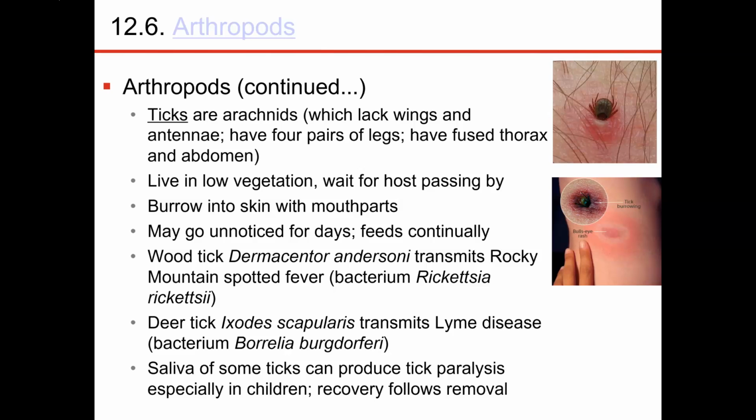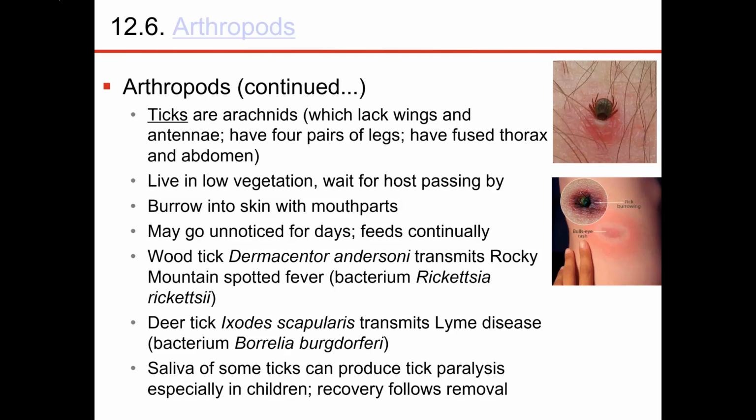They live in low vegetation and they wait for animals to walk by. They're not very specific. Ticks will bite anything. You might have a deer tick or a dog tick, but they don't really care. Ticks will bite almost any type of mammal. Their mouth parts burrow into the skin, and they're basically ectoparasites. They drink your blood and then they fall off when they're done.